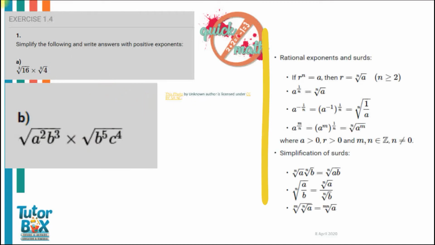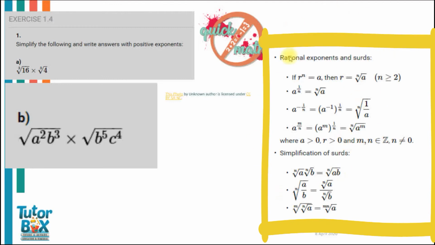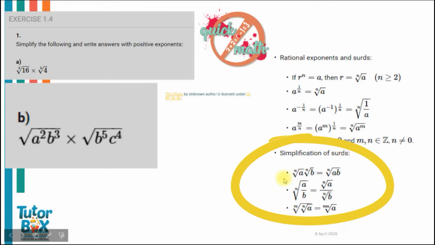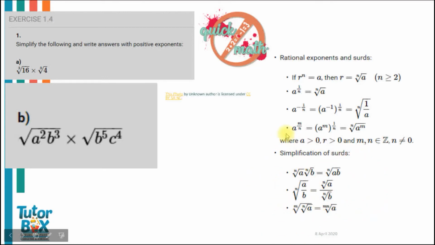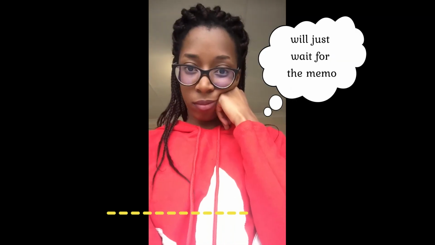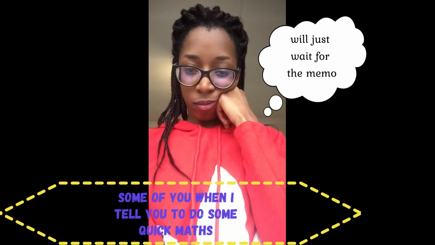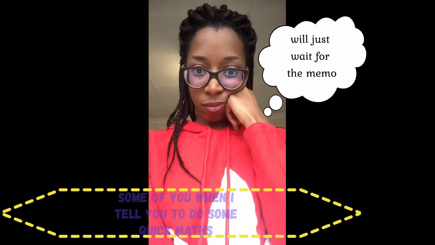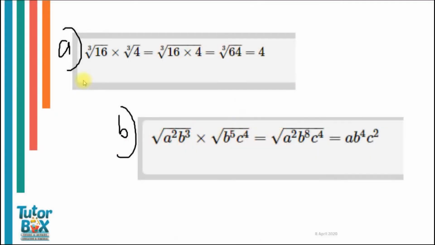Okay, so I put this part for you guys so that you can just recap. So now we're actually using these ones here. Those are the ones that we're using. Okay, so let's look at the memo. So for A, we have cube root of 16 times cube root of 4. This will be equal to the cube root of 16 times 4, which is equal to the cube root of 64. And we know that cube root of 64 is 4.